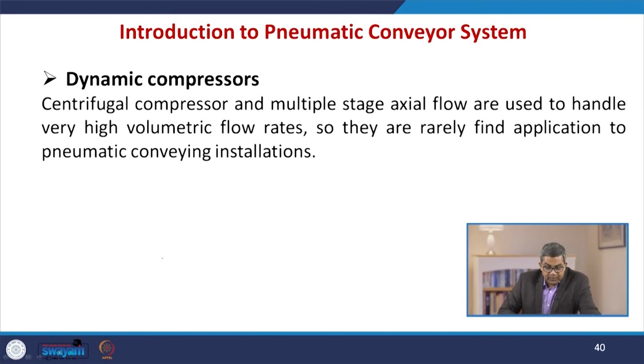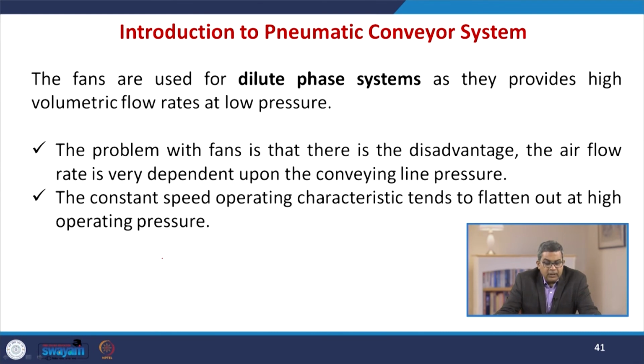Now centrifugal compressors and multiple stage axial flow compressors are used to handle very high volumetric flow rates, so they rarely find application in pneumatic conveying installations. The fans are used for dilute phase systems as they provide high volumetric flow rates at low pressure. Now the disadvantage with fans is that the airflow rate is very dependent upon the conveying line pressure. The constant speed operating characteristics tend to flatten out at operating pressure.